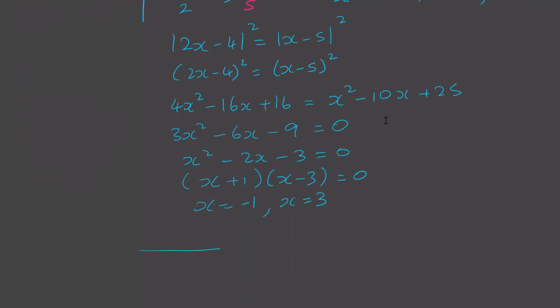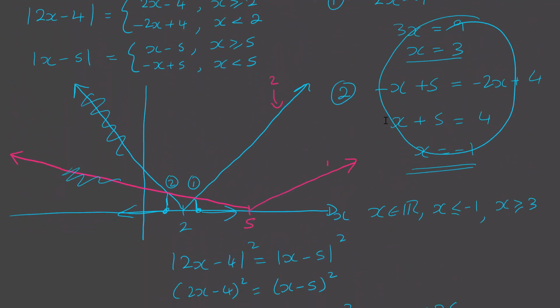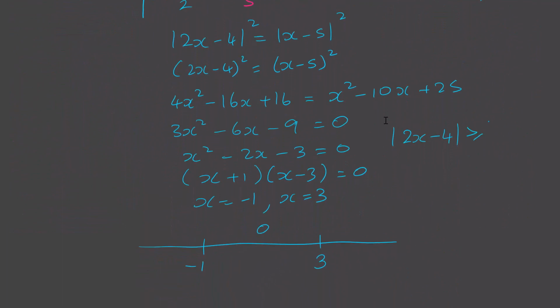And then you would just point test. So we've got negative 1, we've got 3. So you'd look at something in between, something like 0. And remember that the original inequality was 2x minus 4 in modulus was greater than or equal to the modulus of x minus 5. So if we point test that with a 0, you would have modulus of negative 4 is greater than or equal to modulus of negative 5, which would mean 4 is greater than or equal to 5, and that's not true, so we don't want the middle section.